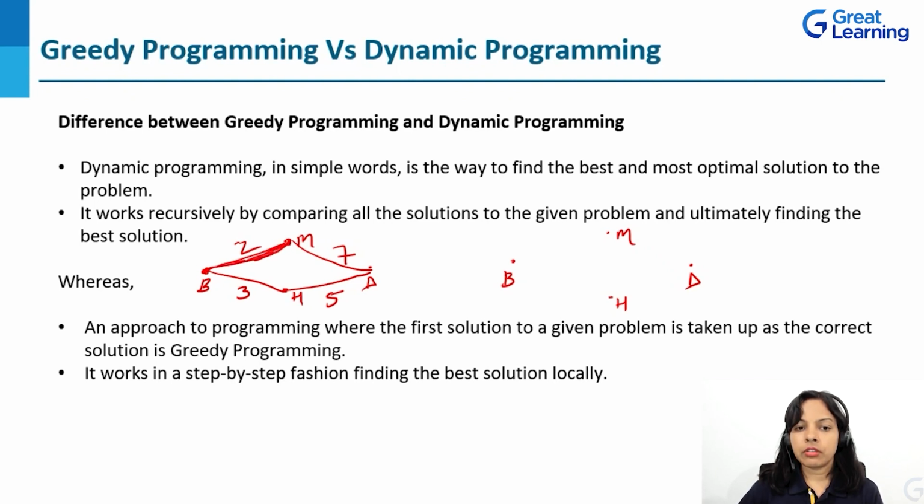Then I have reached here. Now I will not look back in greedy programming. From here, what is the best solution? There is only one path to go to Delhi, so definitely you'll be following that path. Getting it? So this is the best solution found with greedy.